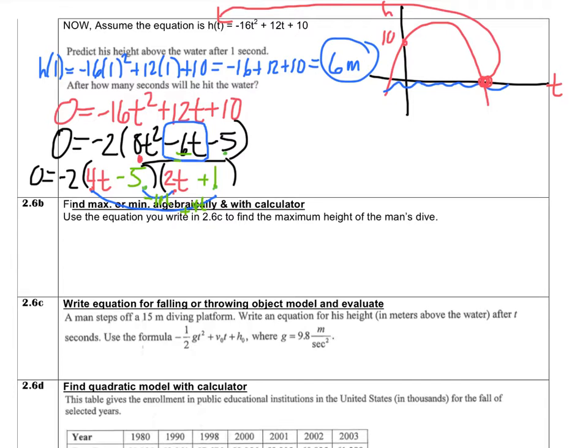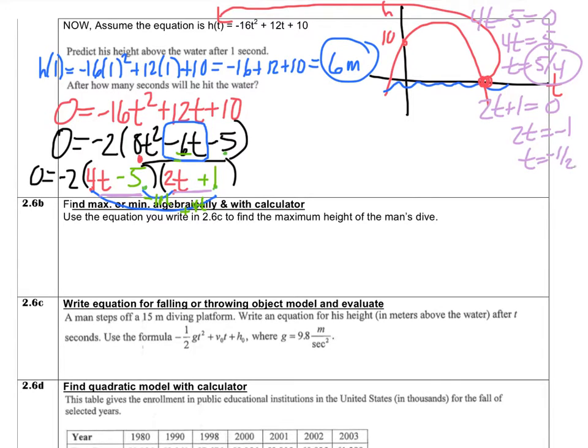All you do to solve for the factoring is remember, take the factors and set them equal to 0. I'm going to do that up here in the corner. So it's going to be 4t minus 5 equals 0. If I solve that, it's going to be 4t equals 5, or it'll be t equals 5 over 4. The next one would be 2t plus 1 equals 0. I'm going to subtract 1, divide by 2, so time equals negative 1/2.